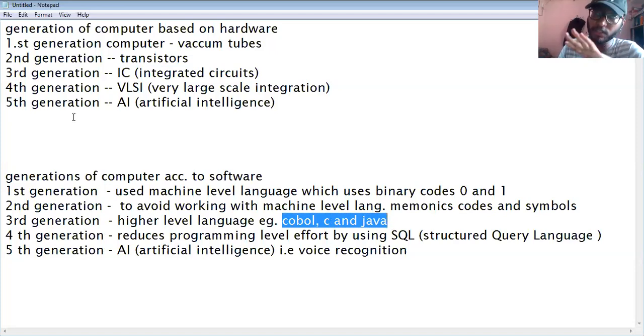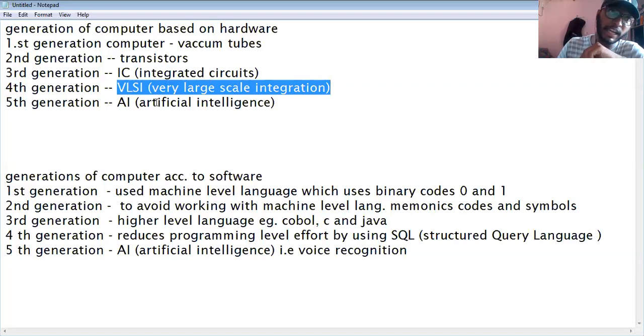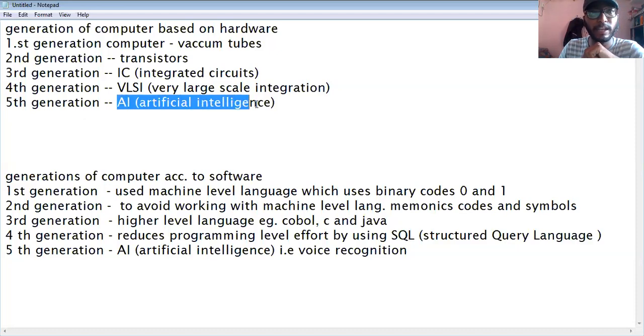Next is your fourth generation computer. According to hardware, they started using VLSI, the full form of VLSI is very large scale integration. According to software, they started using SQL, and the full form of SQL is structured query language. Now in your fifth generation, in both hardware as well as software, they started using AI, and the full form of AI is artificial intelligence.